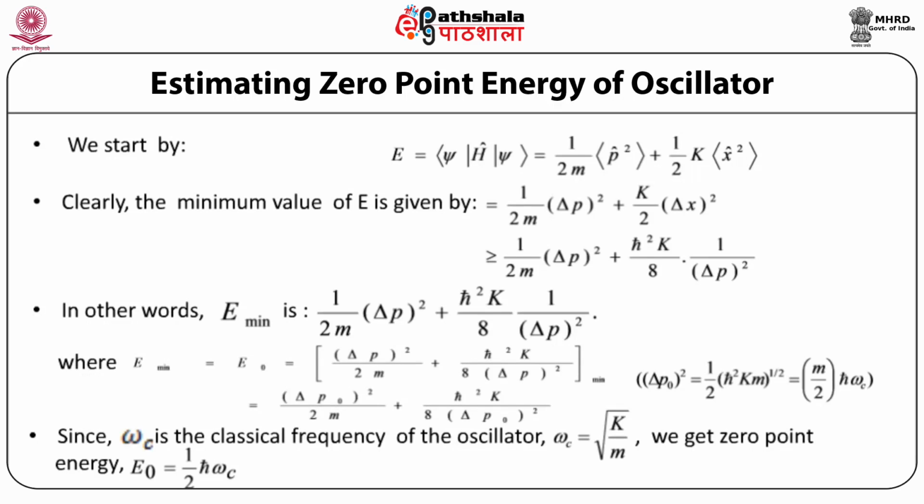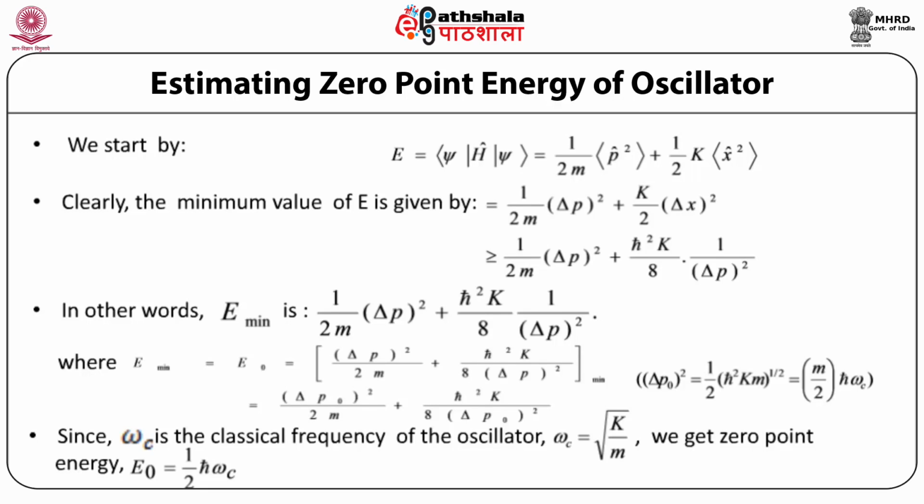Estimating 0-point energy of oscillator. Now, once we have understood that when we take the root mean square deviation, the final values are not 0 but are greater than or equal to ħ by 2 in the case of delta x times delta px, one can now find out the lowest energy, called the 0-point energy of the oscillator, and this turns out to be different from 0. So in order to make the estimate of this energy, let us proceed as follows.